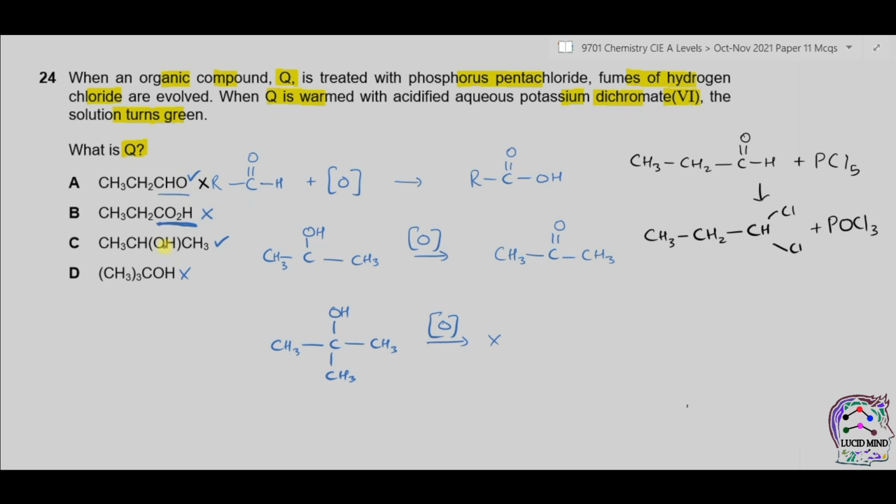Now we have secondary alcohol, CH3, CH, OH, CH3. It can react with PCl5. Chlorine will displace this OH. And fumes of HCl gas are produced along with POCl3. Therefore, correct answer is part C.